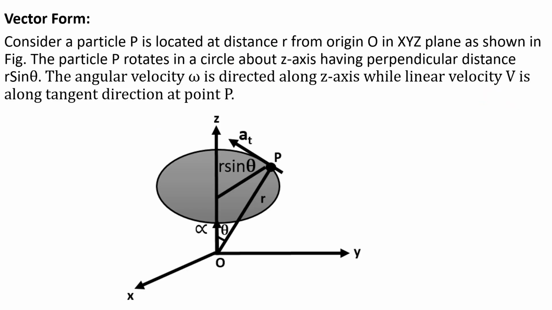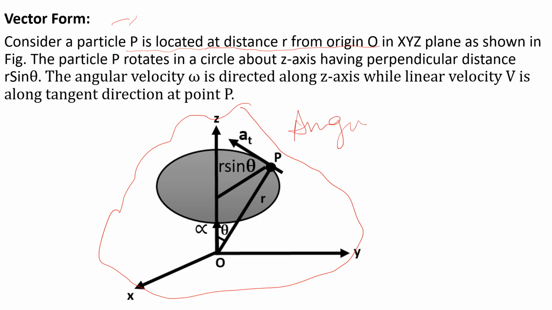Now we are going to talk about the vector form of this angular acceleration. Considering a particle P located at a distance r from the origin in the xy plane as shown in the figure, this is exactly the same figure which we have already studied for angular velocity. The particle P rotates in a circle about the z-axis having perpendicular distance r sine theta. The angular velocity omega is directed along the z-axis while the linear velocity v is along the tangent direction at point P.